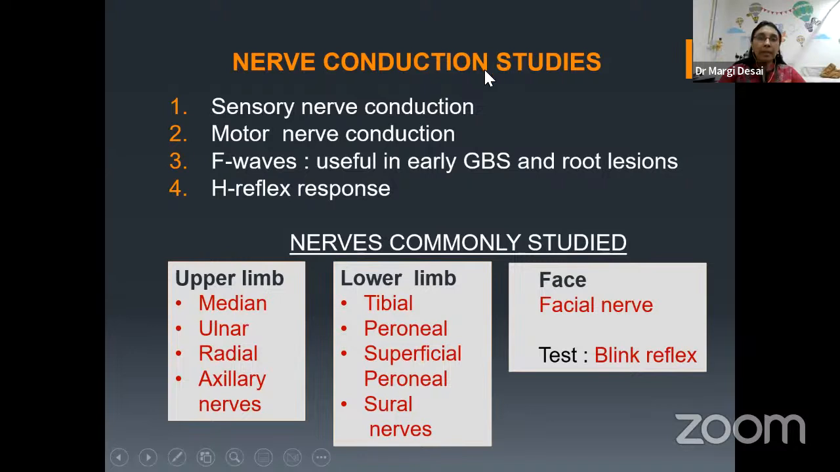So what are the common nerve conduction studies that we perform? The nerve conduction study always begins with sensory nerve conduction. This can be performed in median, ulnar, and radial nerves. After the sensory conduction, we go on and do the motor nerve conduction.